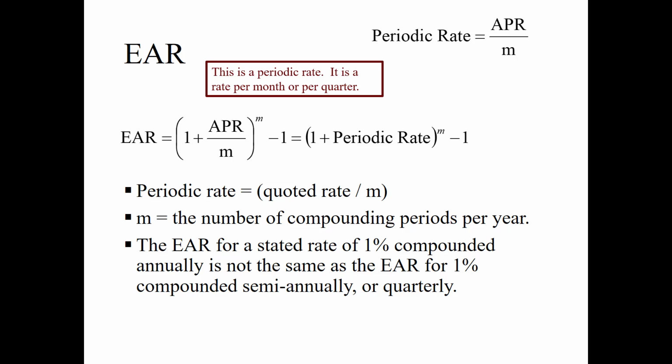And we'll see it in our calculations. But the EAR for a quoted rate of 1% that's compounded annually is not the same as the effective annual rate for 1% compounded semi-annually or quarterly or monthly or any other time period.